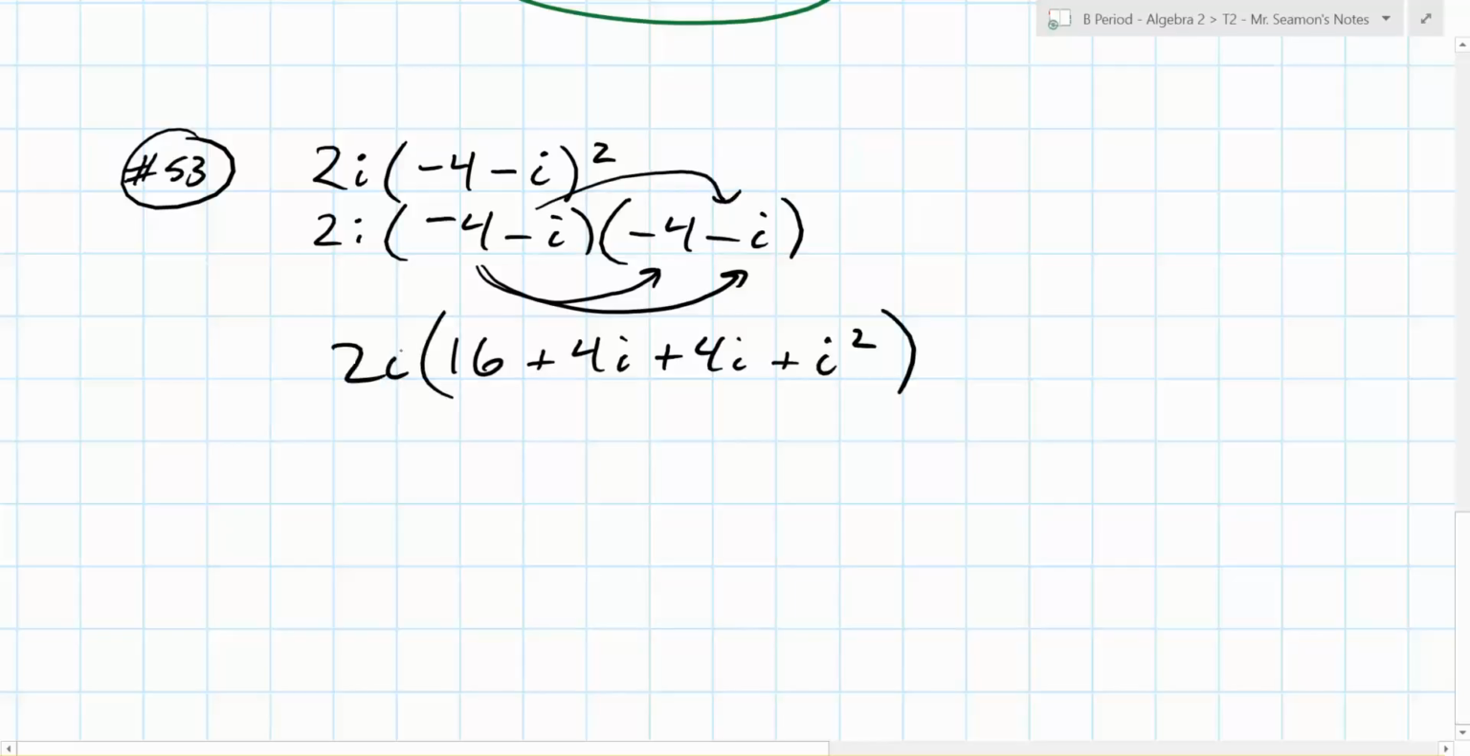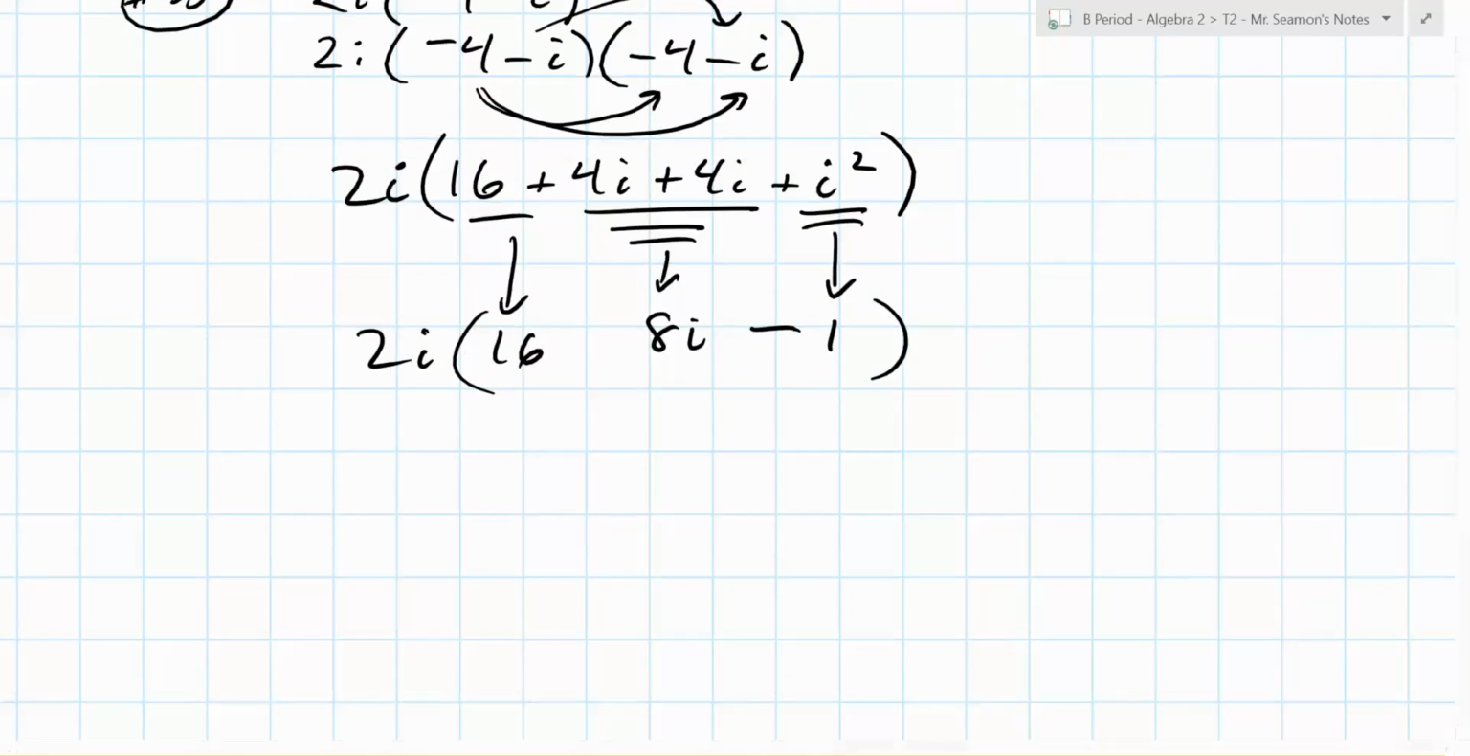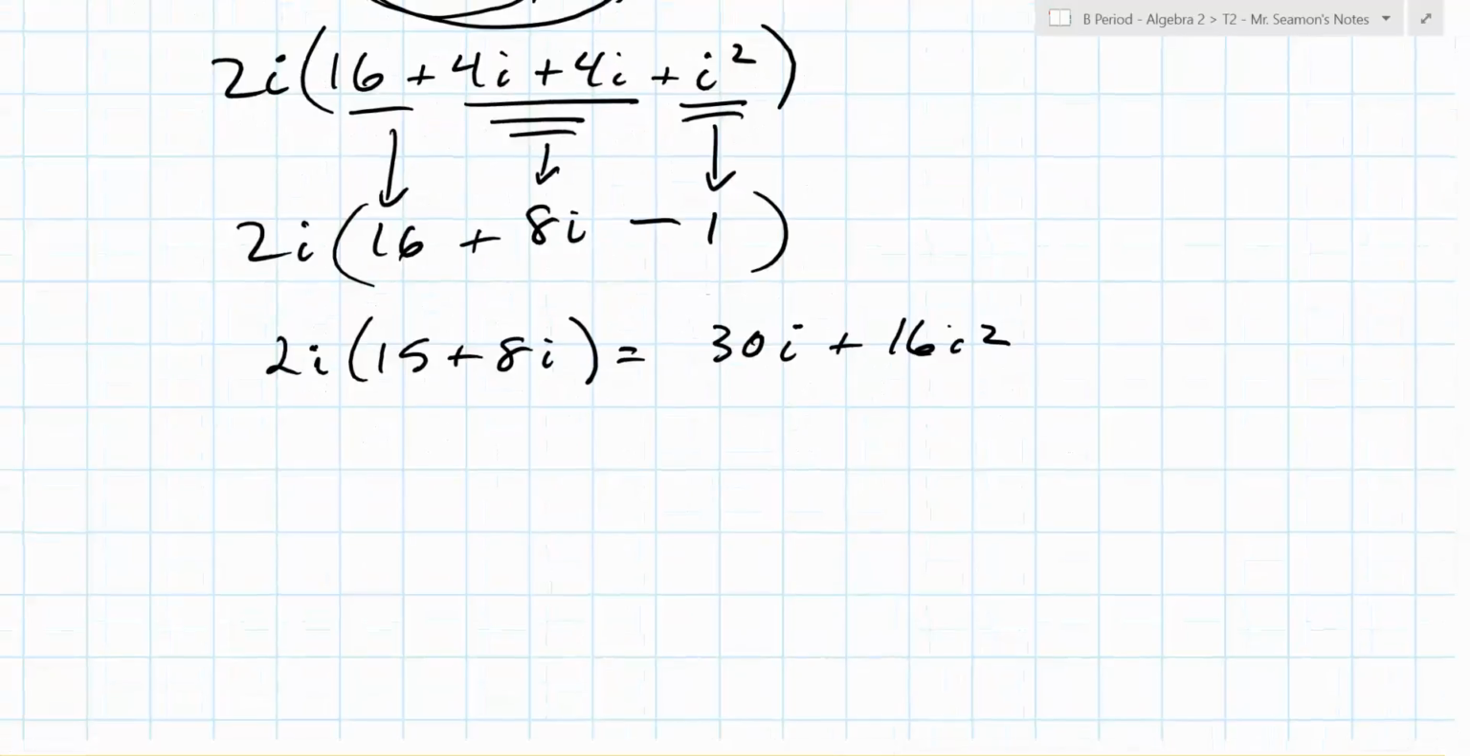And then this whole thing is multiplied by what? 2i. So let's keep simplifying what's on the inside here. How many i's do you have right there? 8i. What is i squared? Negative 1, and this is still 16. So we have 16 and 1, so what is this? 2i times what? 15 plus? So that's going to be 30i plus i what? Squared. What is i squared? 15. Oh, negative. Wow, that's a confident answer.